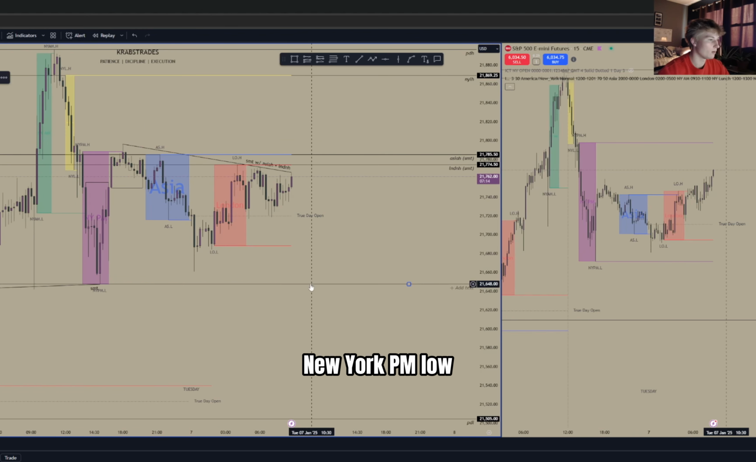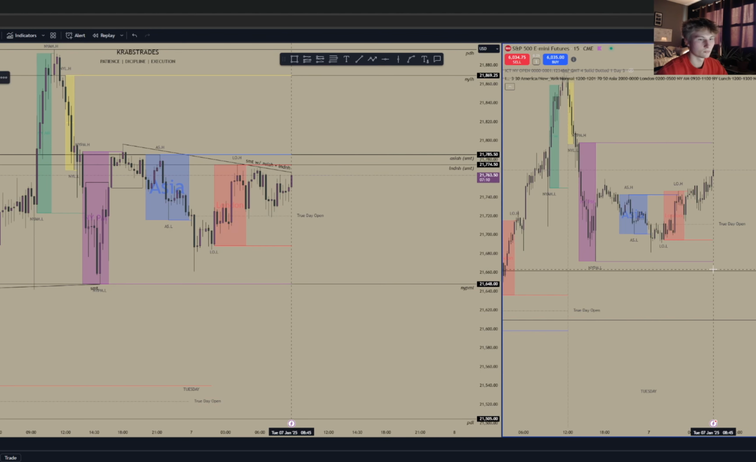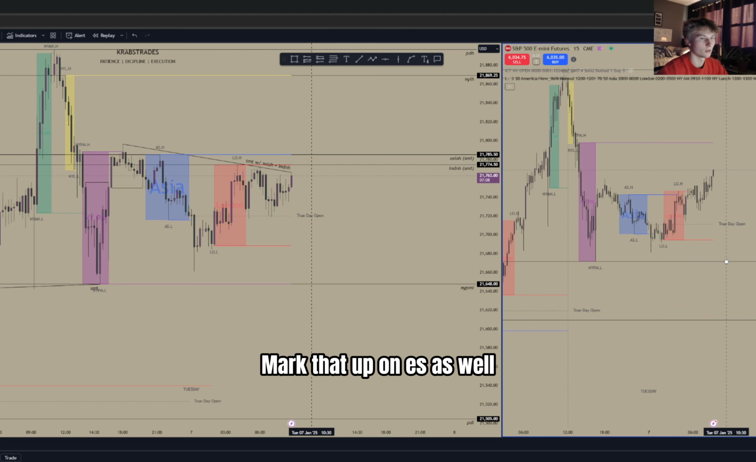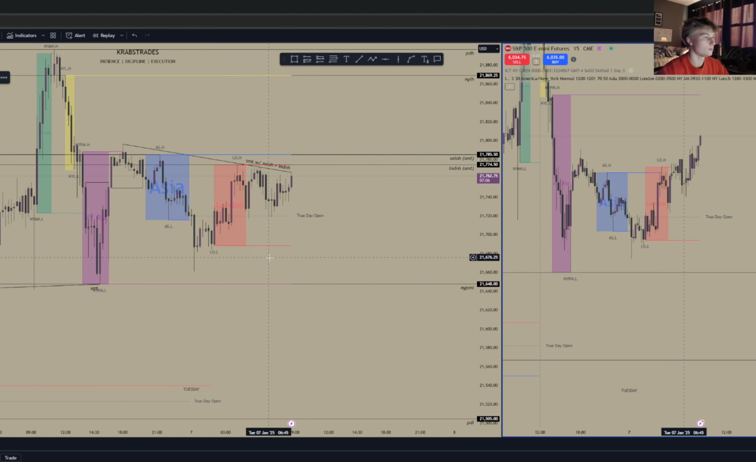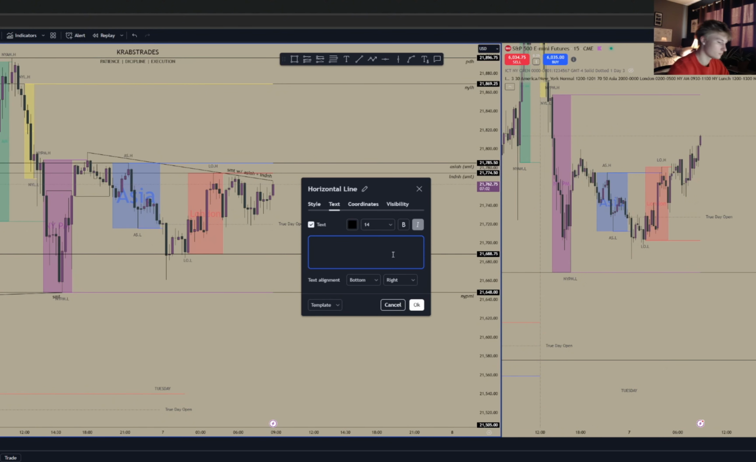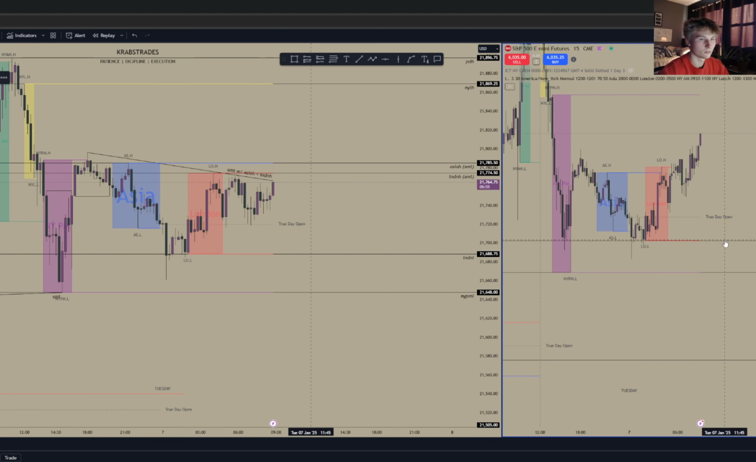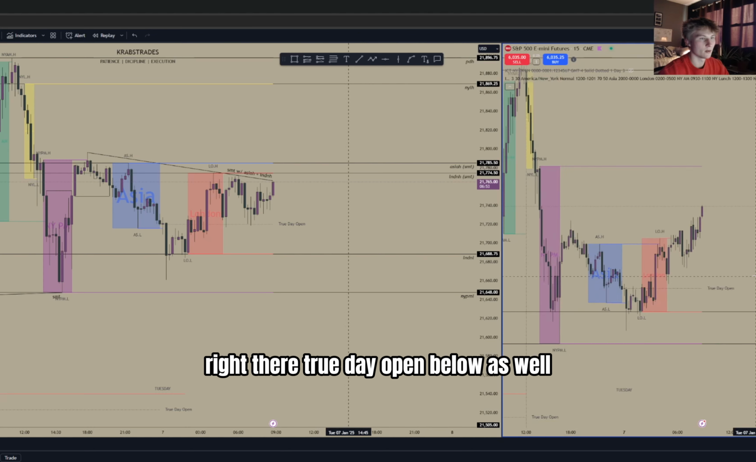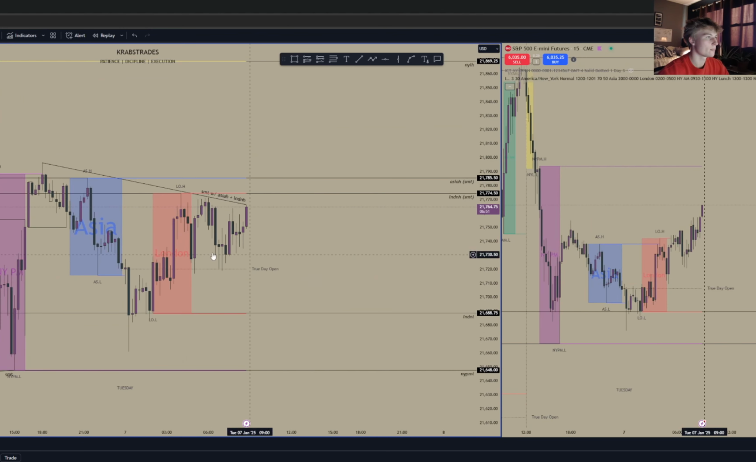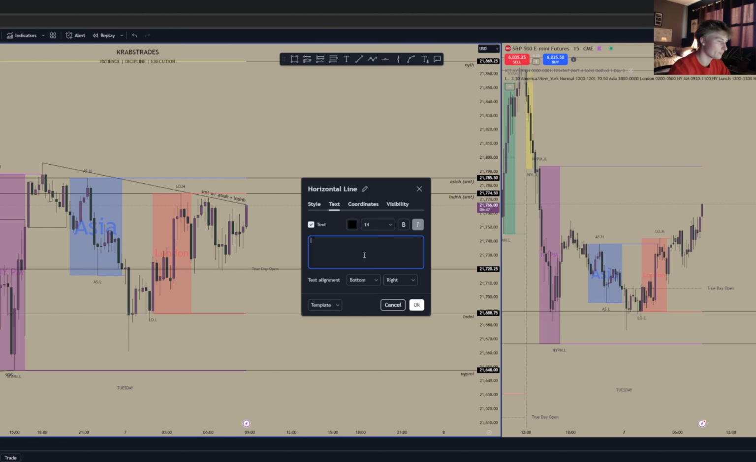New York PM low. Mark that up on ES as well. Asia low, we left London low. London low. Right there, true day open below as well. We respected true day open. You can see we wicked out of it right here.